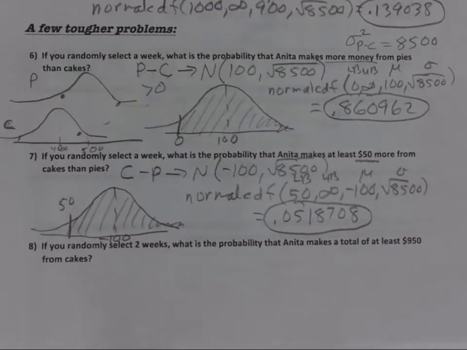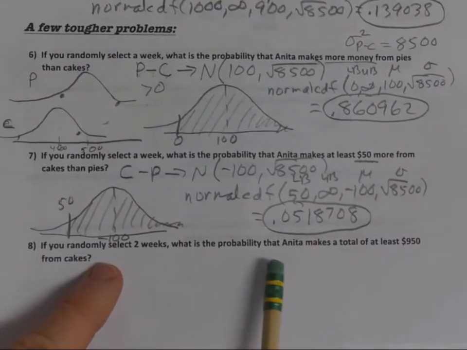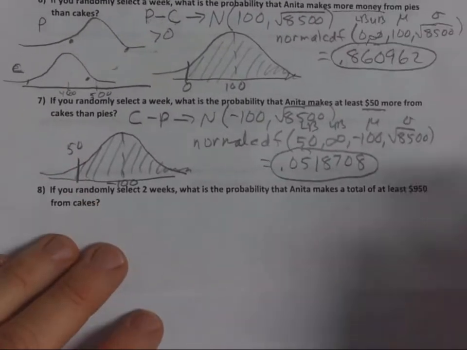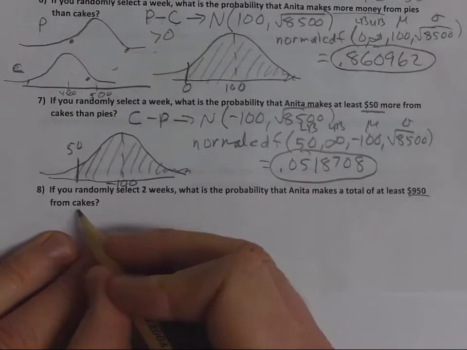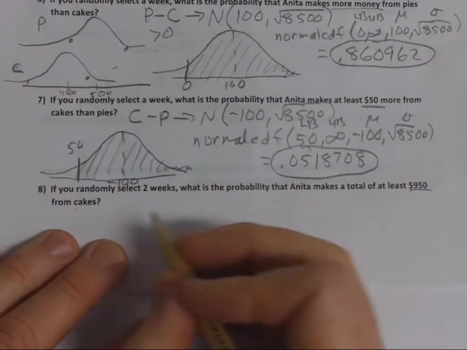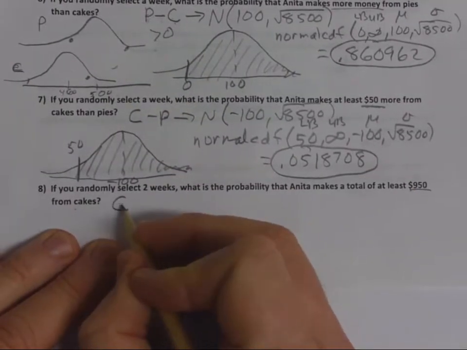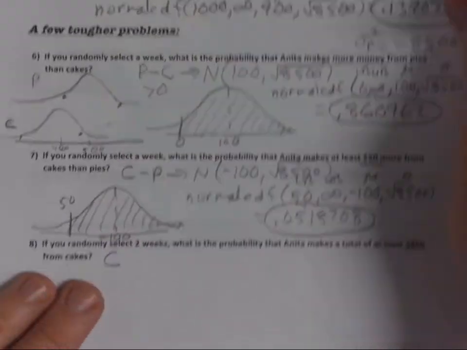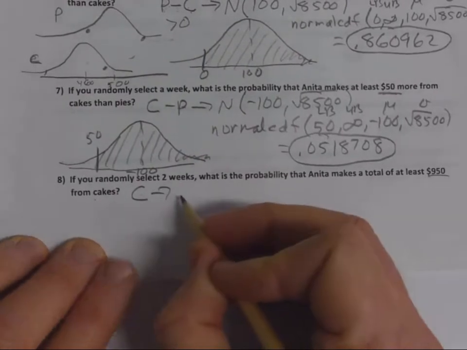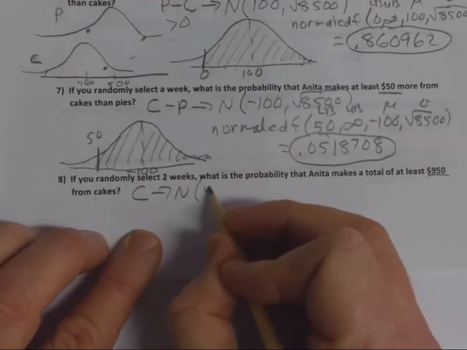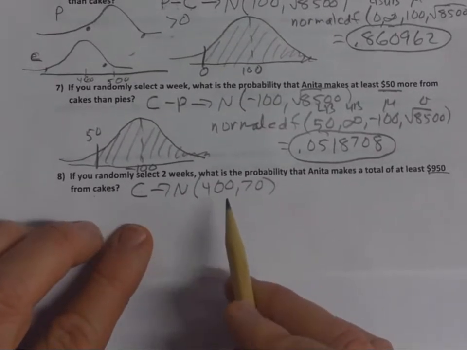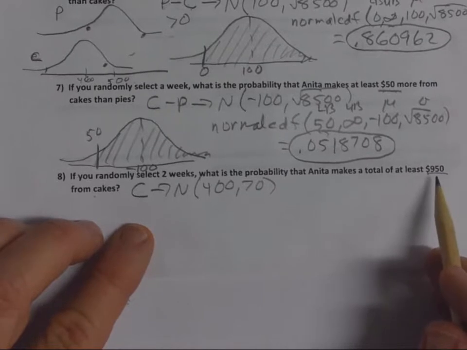All right. The last thing is when you randomly select 2 weeks, what is the probability that Anita makes at least $950 from cakes? So what we're doing here is she's making at least $950 from cakes. So what that means is we're in essence taking a value from random variable C, which is mean of 400, standard deviation of 70. So let me write that here. Random variable C is a normal curve, mean of 400, standard deviation of 70. So there's no pies involved here. It's just the cakes. If I take two values from that, what's the probability to be greater than 950?